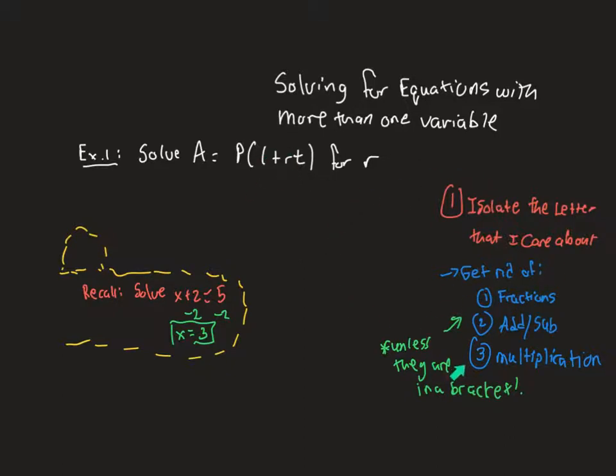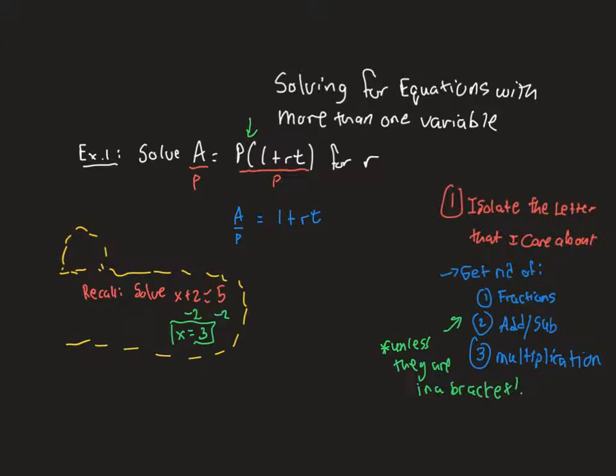So next up, multiplication. Is there multiplication? Yes, this p is multiplying. How do I know this? Because if there is a space between this and the bracket, or this and something else, they are multiplying. So how do I get rid of this multiplication? By dividing both sides by what I want to get rid of. Okay? This is going to end up giving me A over P is equal to, with the multiplication gone, the bracket goes away, 1 plus RT.